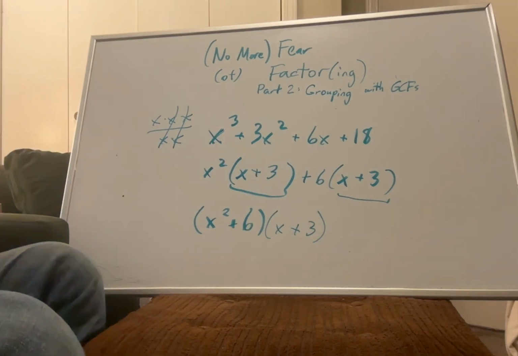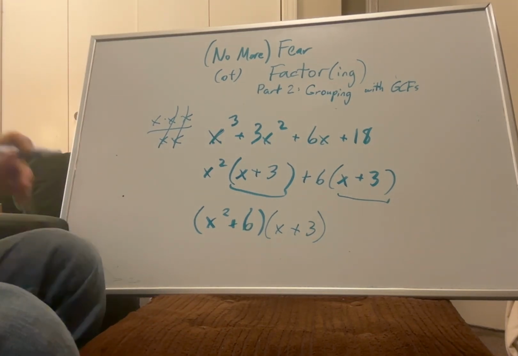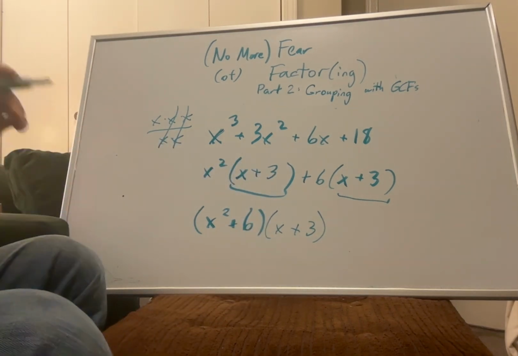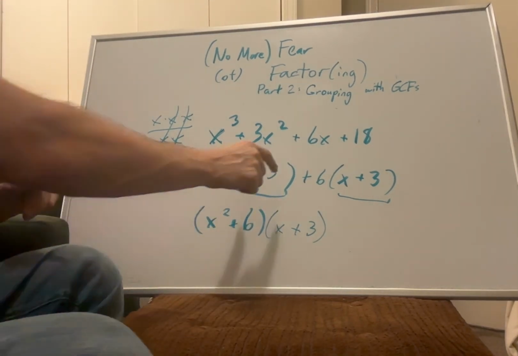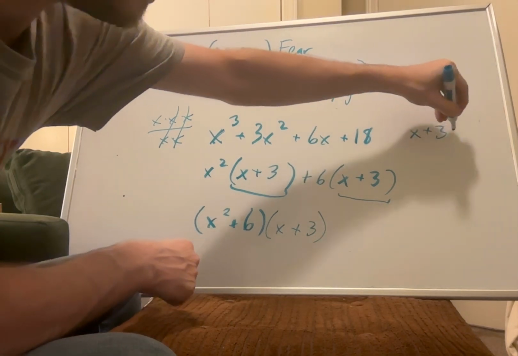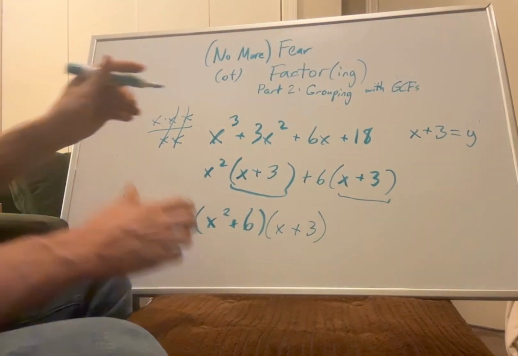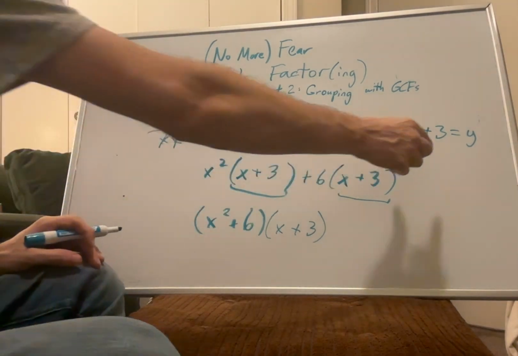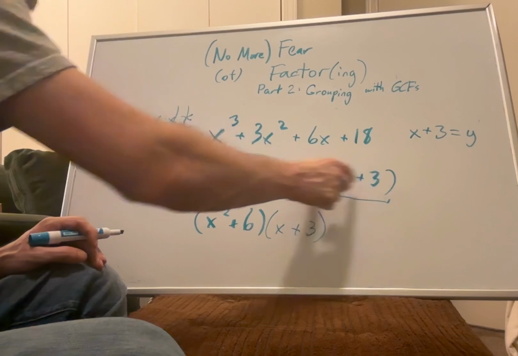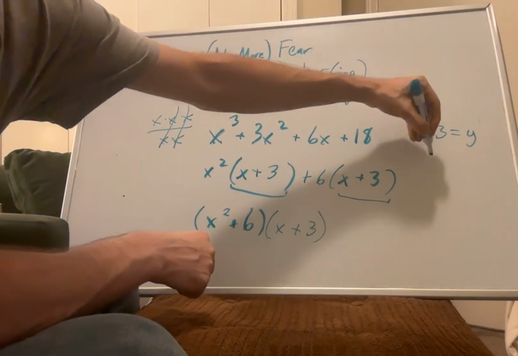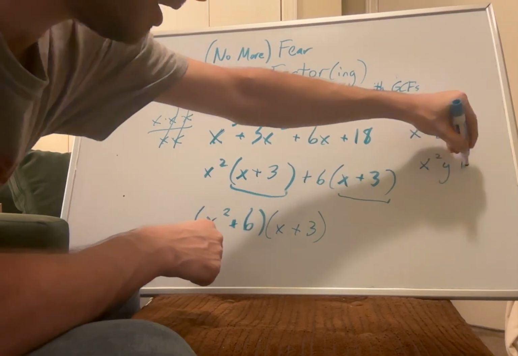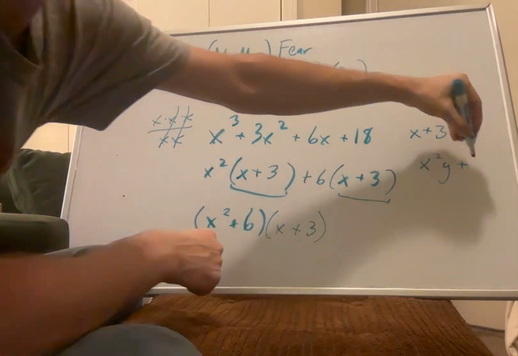Now, if I lost you there, let me try and explain it this way. Let's pretend for a second I'm going to apply a substitution here. I'm going to say, let's let the expression x plus 3 equal a new variable y. Let's see if you can stick with me here. I'm going to take this x plus 3, and I'm going to replace each of these with just the variable y. So we have x squared times y, plus 6 times y.